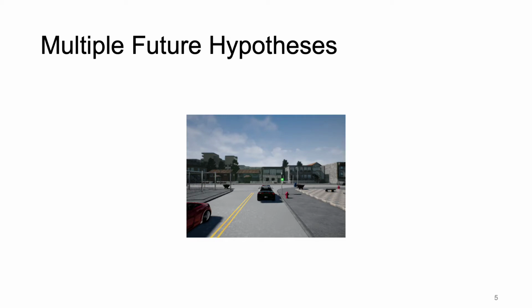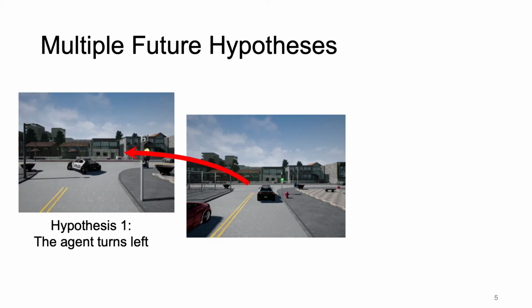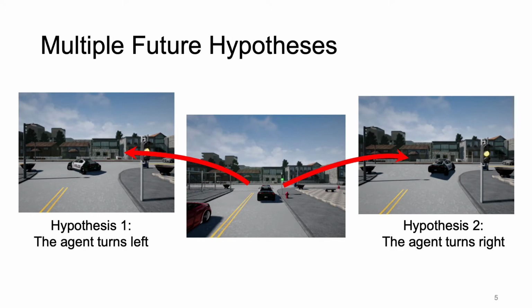Here, we see an example to explain multiple future hypotheses. We could see the black car and the ego vehicle. They are approaching the crossing. At the crossing, the black car must choose to turn left or turn right, and the action leads to different future status. When the ego vehicle makes its action decision, it should take all possibilities into consideration to avoid possible accidents.